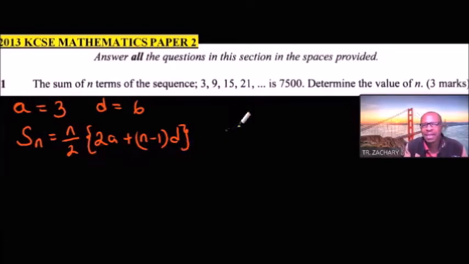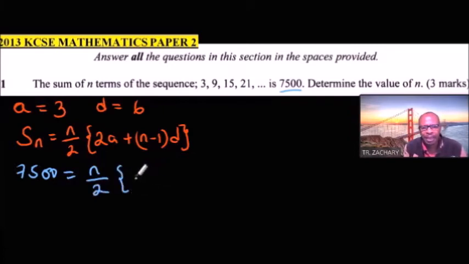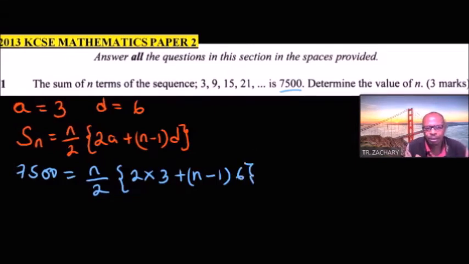Now we have already been given the sum. So we are going to say 7,500, that is the sum of the terms, is equal to n divided by 2, and we open the bracket: 2 multiplied by our a, which is 3, plus n minus 1, multiplied by the common difference, which is 6, and close the bracket. With that, we should be able to find the value of n.